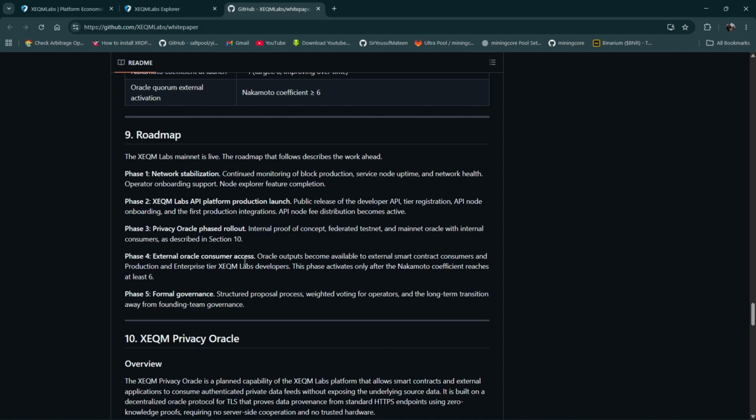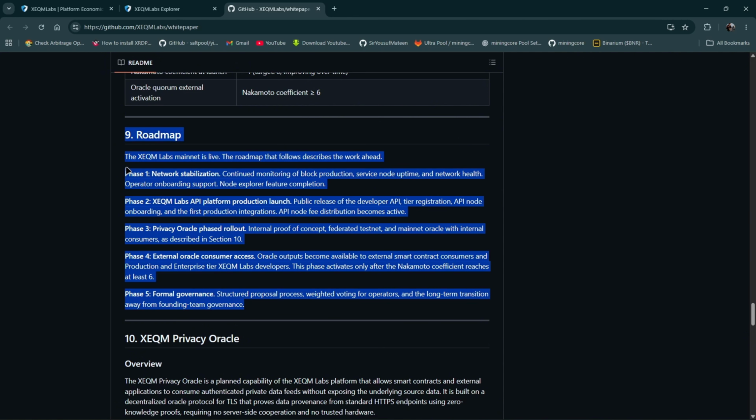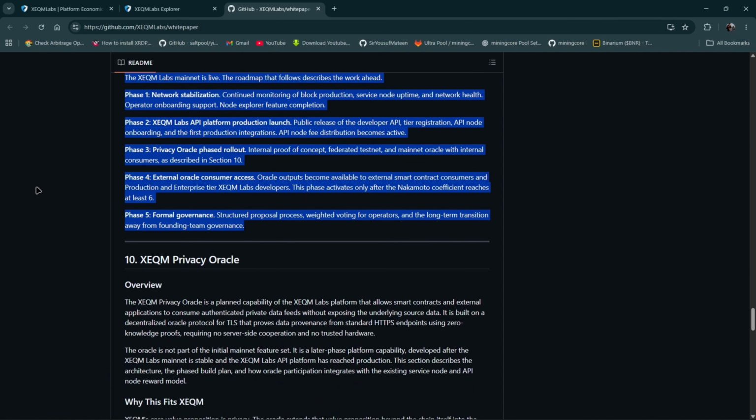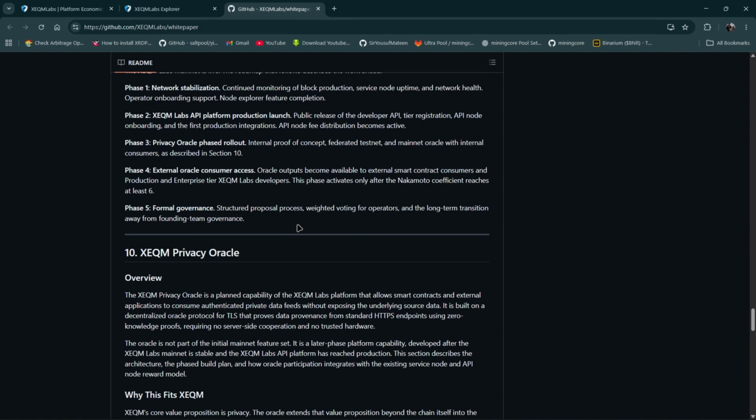external oracle consumer access. Phase 4: oracle outputs become available to external smart contract consumers and production enterprise tier XEQM Labs developers. This phase activates only after the Nakamoto coefficient reaches at least 6. Phase 5: formal governance, structured proposal process, weighted voting for operators, and the long-term transition away from founding team governance. So these are the phases, the aim and the vision and the roadmap for them to take their products to the next level, and I think they're very visionary about these things. So there isn't much to comment. They are just building perfection.